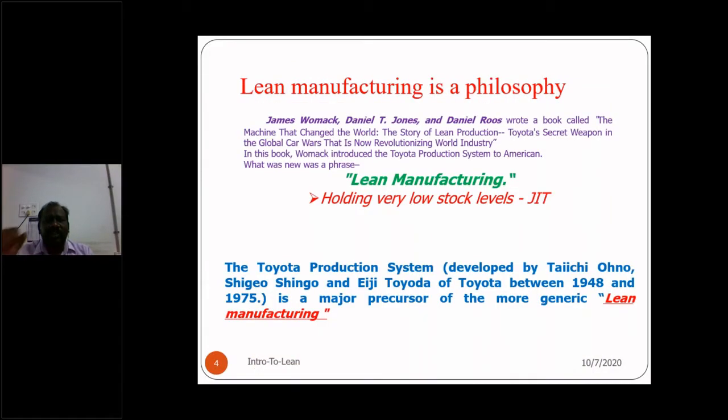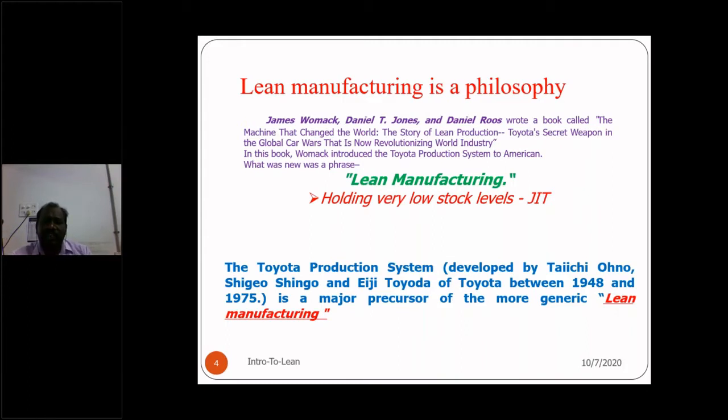Here I would like to say that James Womack, Daniel Jones, and Roos very clearly described the change in the world, the story of lean production, starting with the Toyota company to the global new industrial revolution. Lean manufacturing, I would like to say focusedly, please listen.